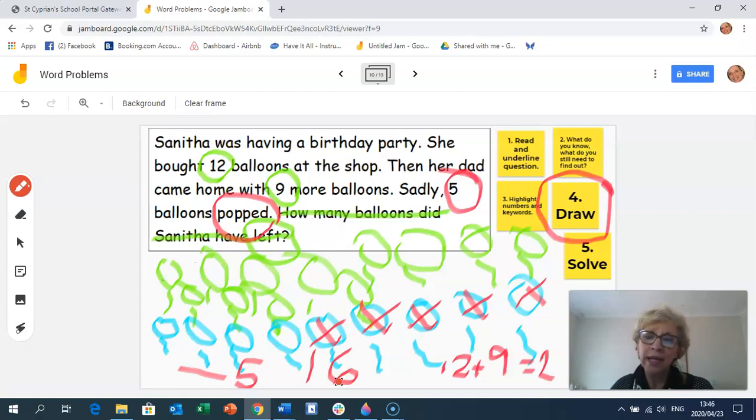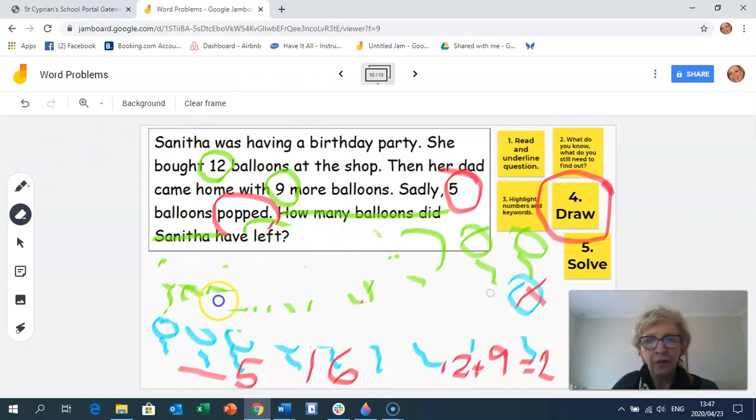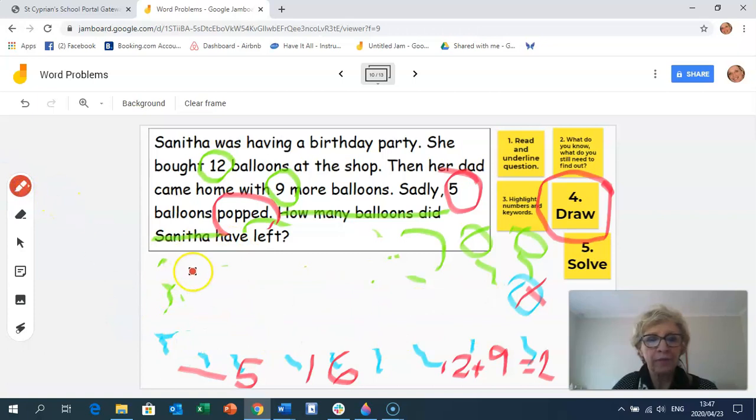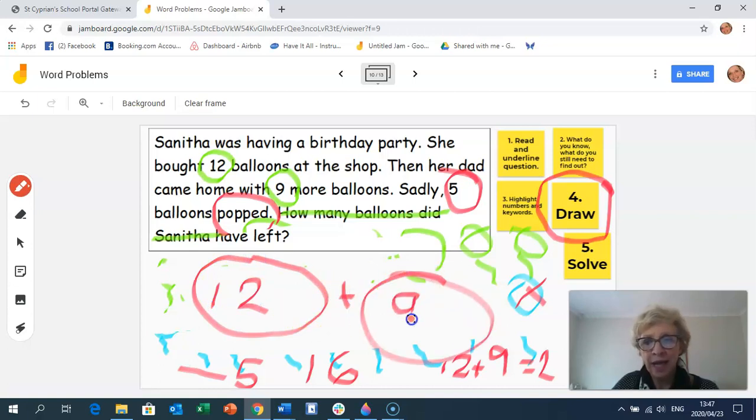So drawing it can often be a help as well, grade 3s. Even if you do something like this, for instance, draw a circle and you've got your 12 balloons in there, and then you've got your 9 balloons from Dad there, and then you can take away 5 from here, which means you end up with 4, and then that's your answer.